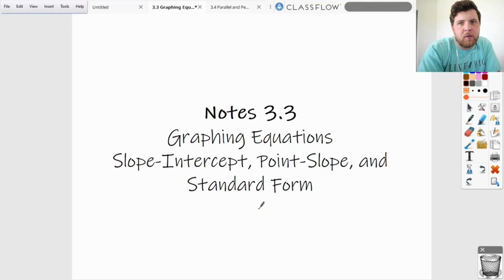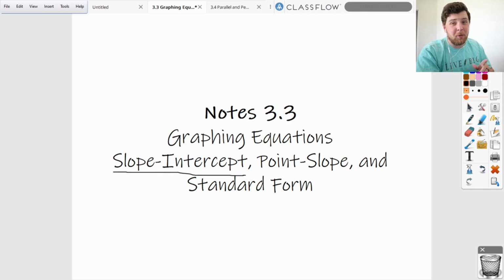Right, welcome into Chapter 3, Section 3. Today we're going to be talking about graphing equations in slope-intercept, point-slope, and standard form. Slope-intercept you're probably used to seeing. Point-slope might be a little bit new, and standard form might be completely new, but it's not nearly as difficult as it might look, and we'll teach you some shortcuts on that.